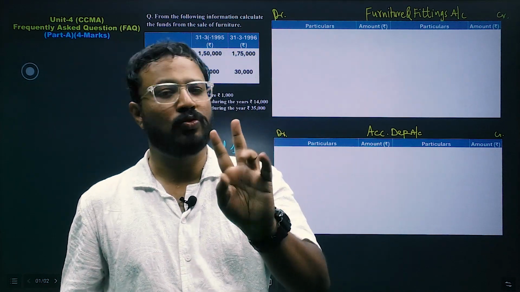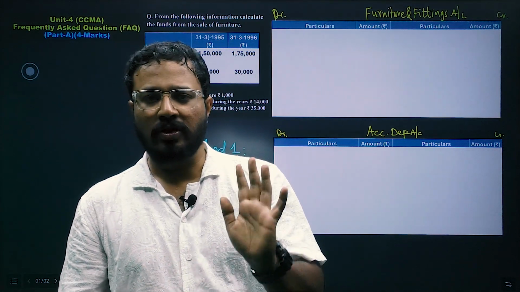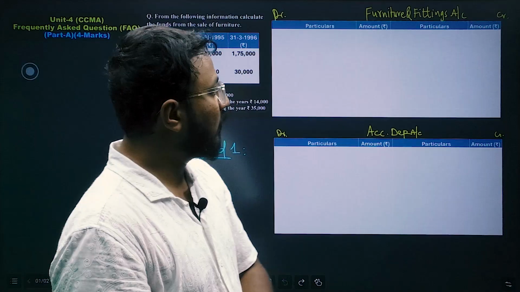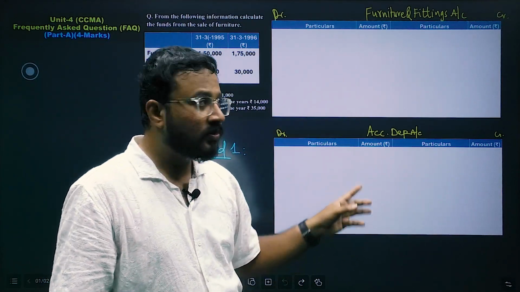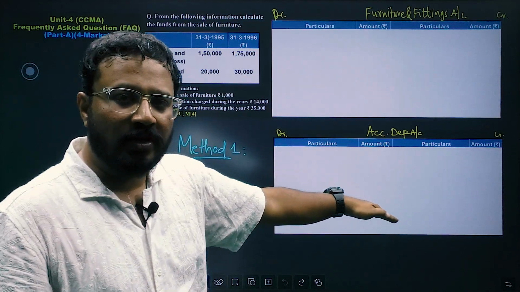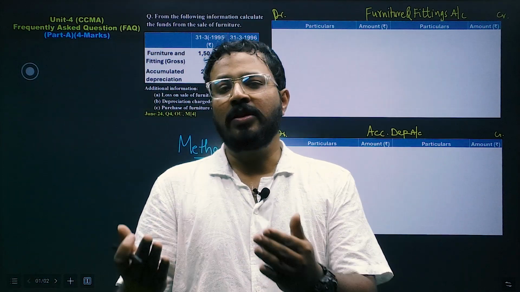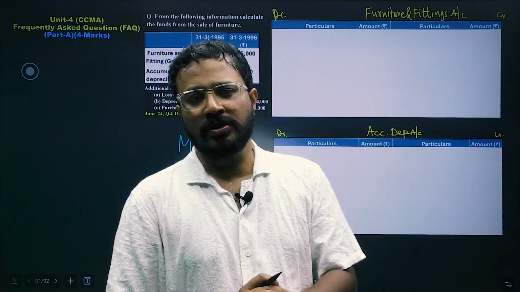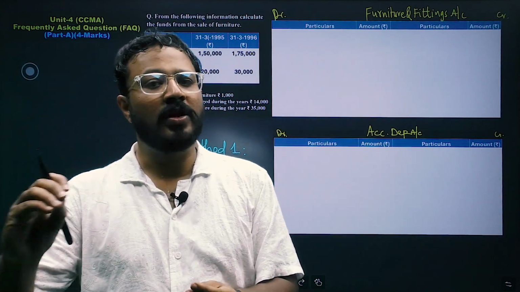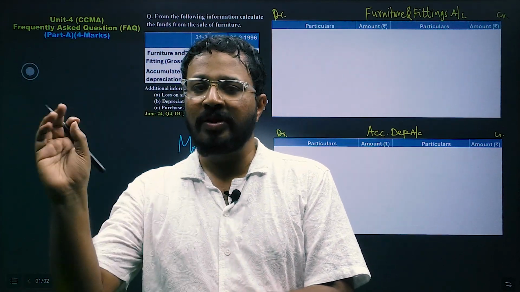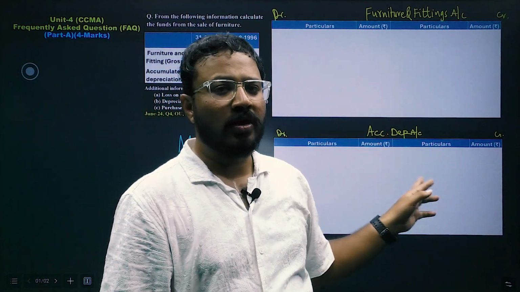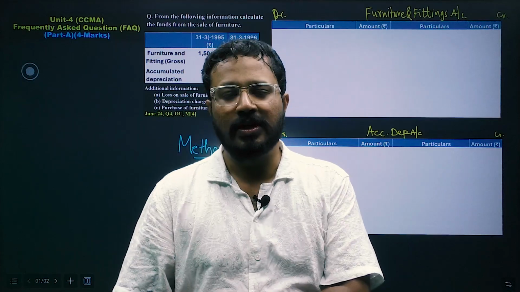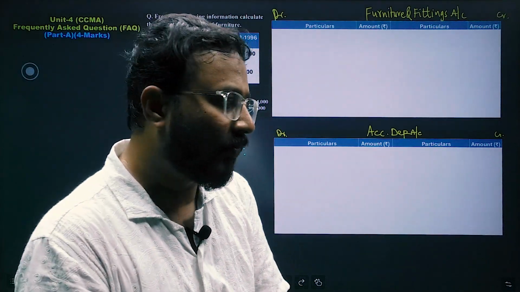We can solve this with two methods, method 1 and method 2. Method 1, I'll be going with the ledger accounts method. I'll prepare the ledger accounts of both the accounts, furniture and fittings account as well as accumulated depreciation account. Method 2, we will solve with equations. Instead of preparing the ledger accounts, we go formula based. To understand the formula-based method you need to understand method 1. If you don't understand method 1, then if I explain method 2 you will not understand.